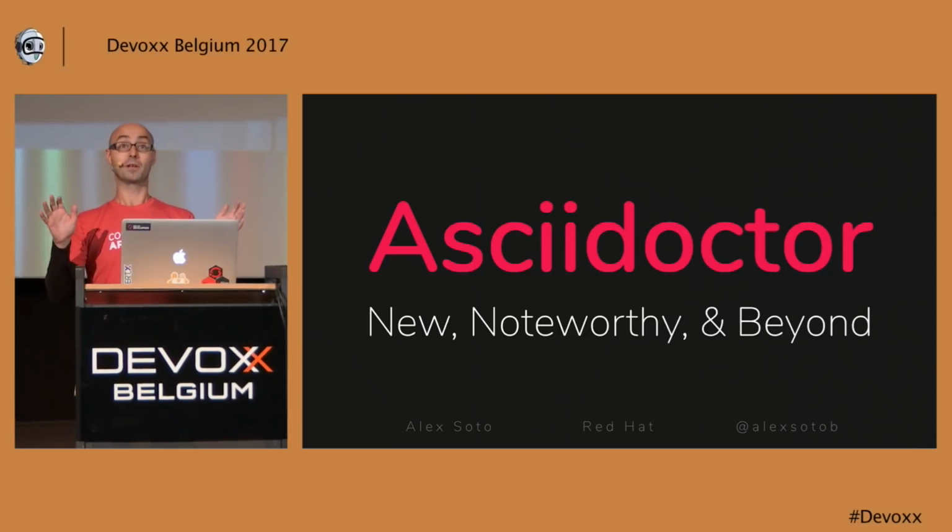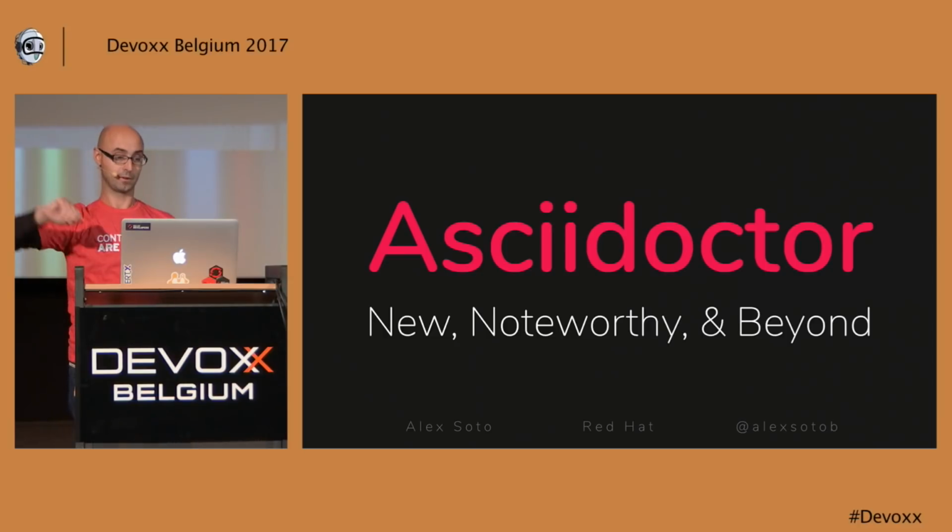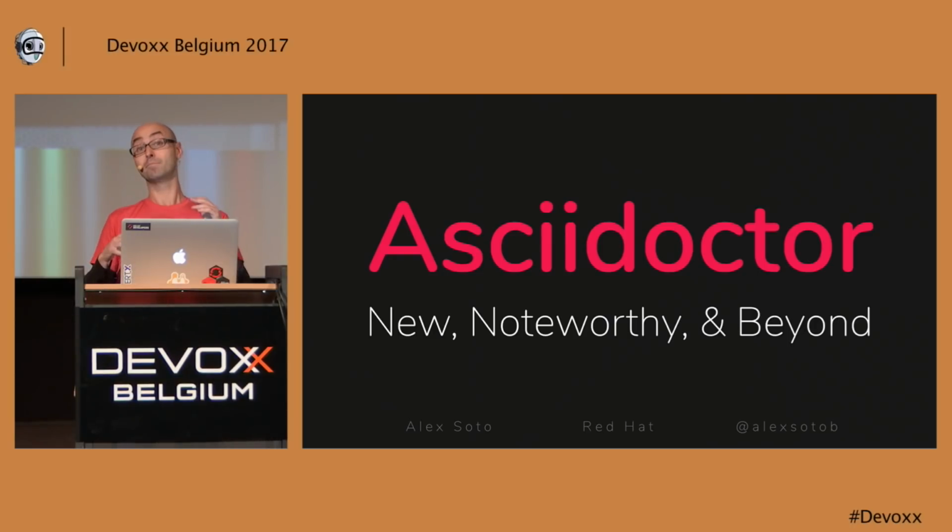Everyone knows what Asciidoctor is. Who doesn't know what Asciidoctor is? You don't know what it is? Okay. Asciidoctor is a tool chain for parsing and converting AsciiDoc documents so they can be published in a variety of formats like HTML, PDF, or for example, EPUB, or even these slides. These slides are produced by Asciidoctor.